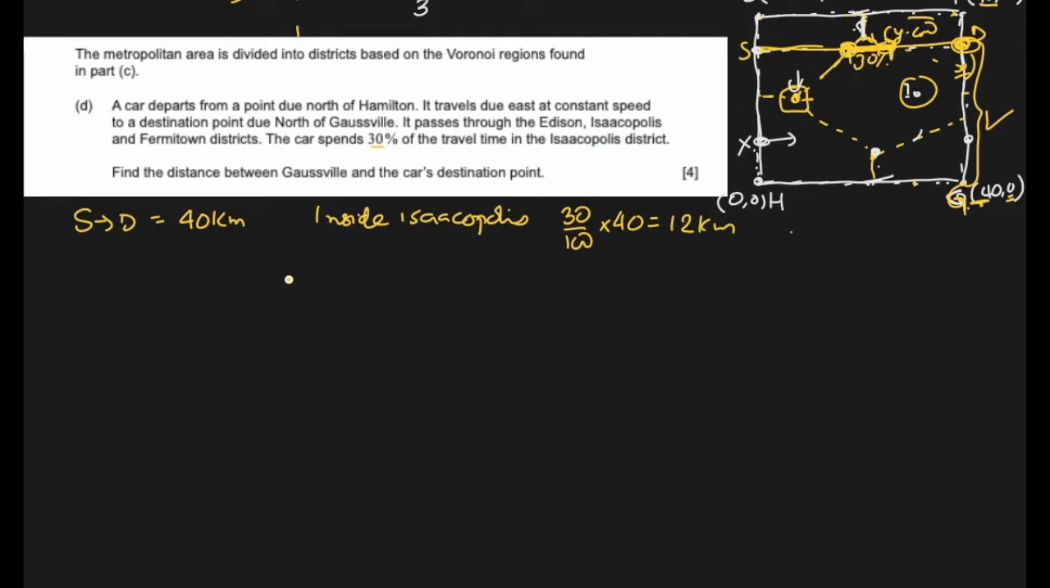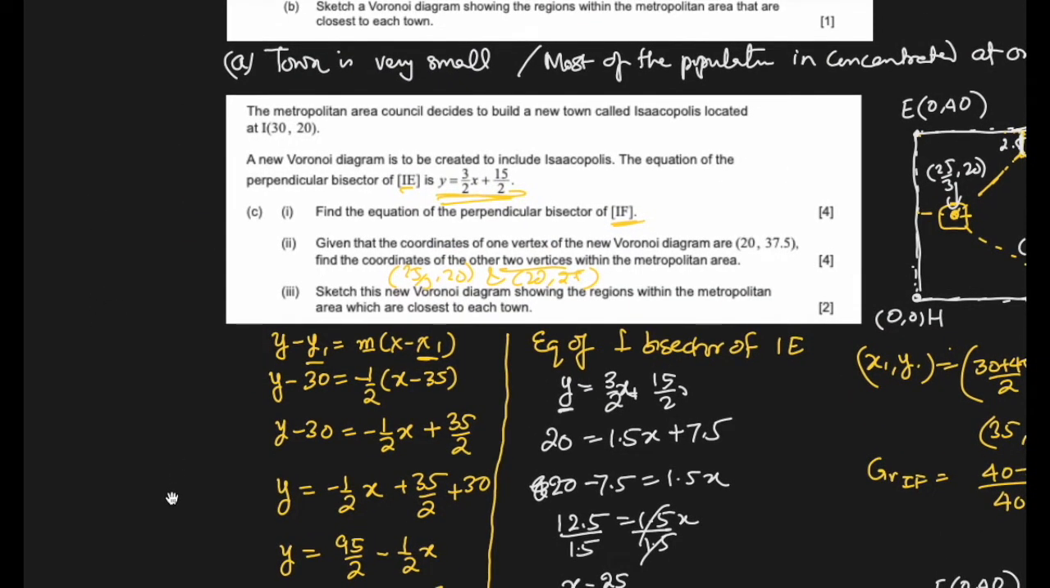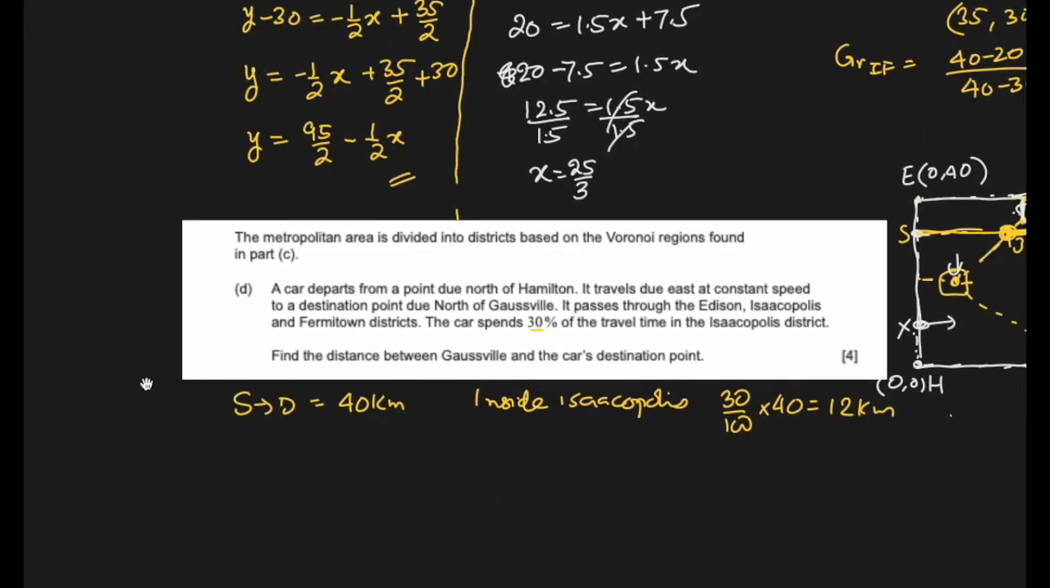All right. And we know their equations. Let me copy those equations. They had given y equal to 3 over 2 x plus 15 over 2, and then we got another one, y equal to 95 over 2 minus half x. Let me magnify this particular part.